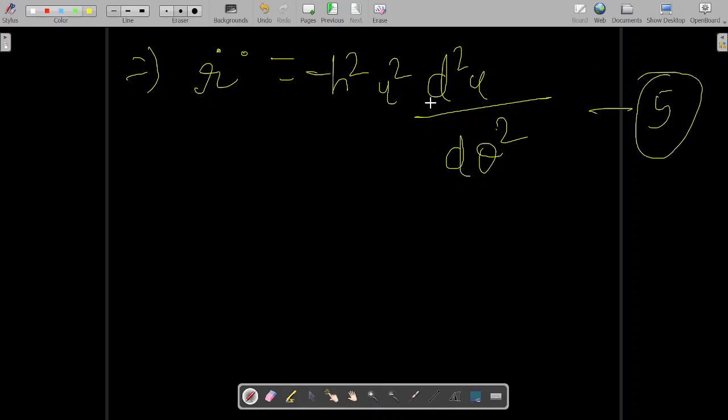Okay, now we have equation numbers 1, 4 and 5 with us. What is equation number 1? Equation number 1 is like this. This is your equation number 1.